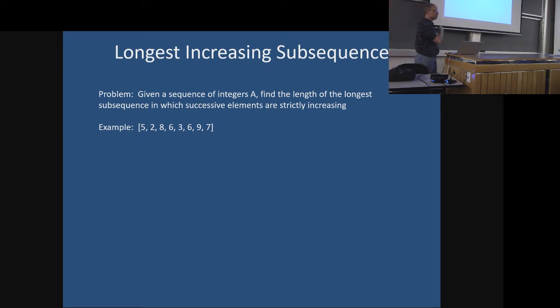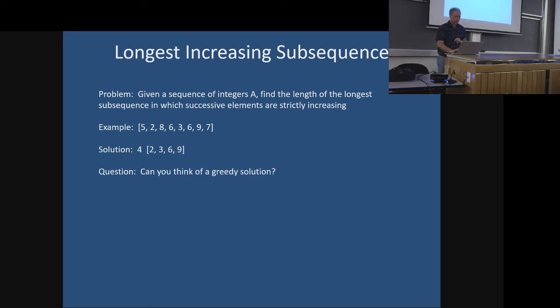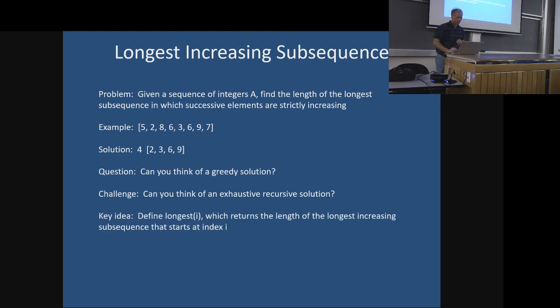Who's got it? Yeah? 2, 3, 6, 9, or 2, 3, 6, 7. So the answer would be 4. The longest increasing subsequence has length 4. That's what we want to compute here. All right, so there's a solution. No one knows a greedy algorithm for doing that.